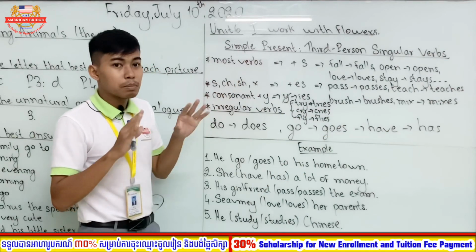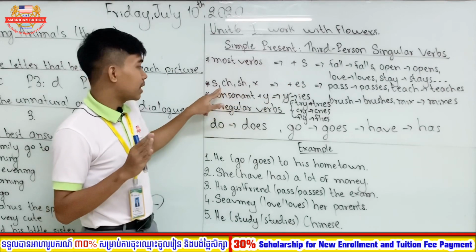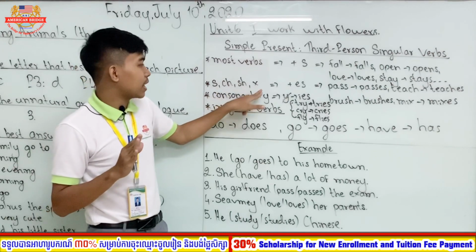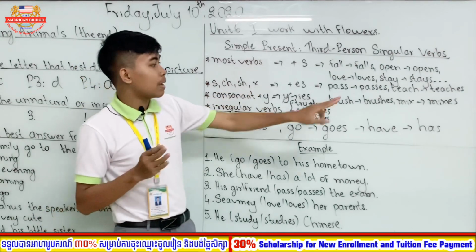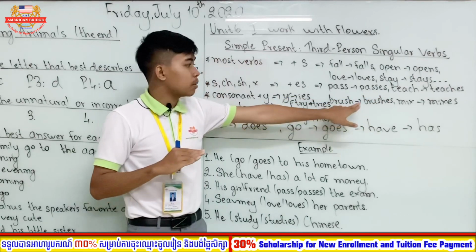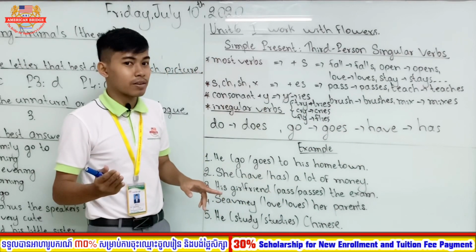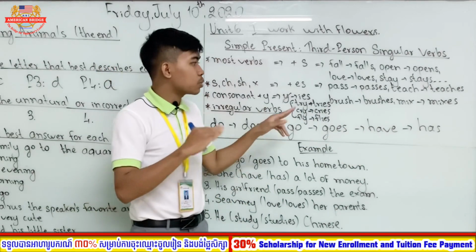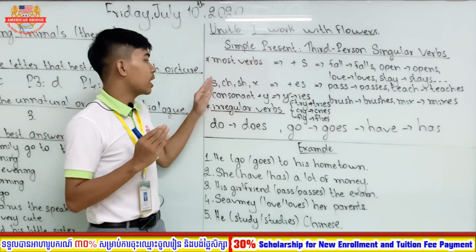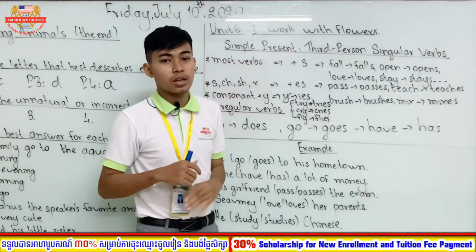So again, most verbs we have to add s, but some verbs, especially the verb that ends with letter s, and the verbs that end with ch, sh, and x, we have to add es. Pass, passes. Teach, teaches. Brush, brushes. Mix, mixes. Fix, fixes. Crush, crushes. Smash, smashes. The words that end with s, ch, sh, and x, you have to add es when you use them with a third person singular subject.